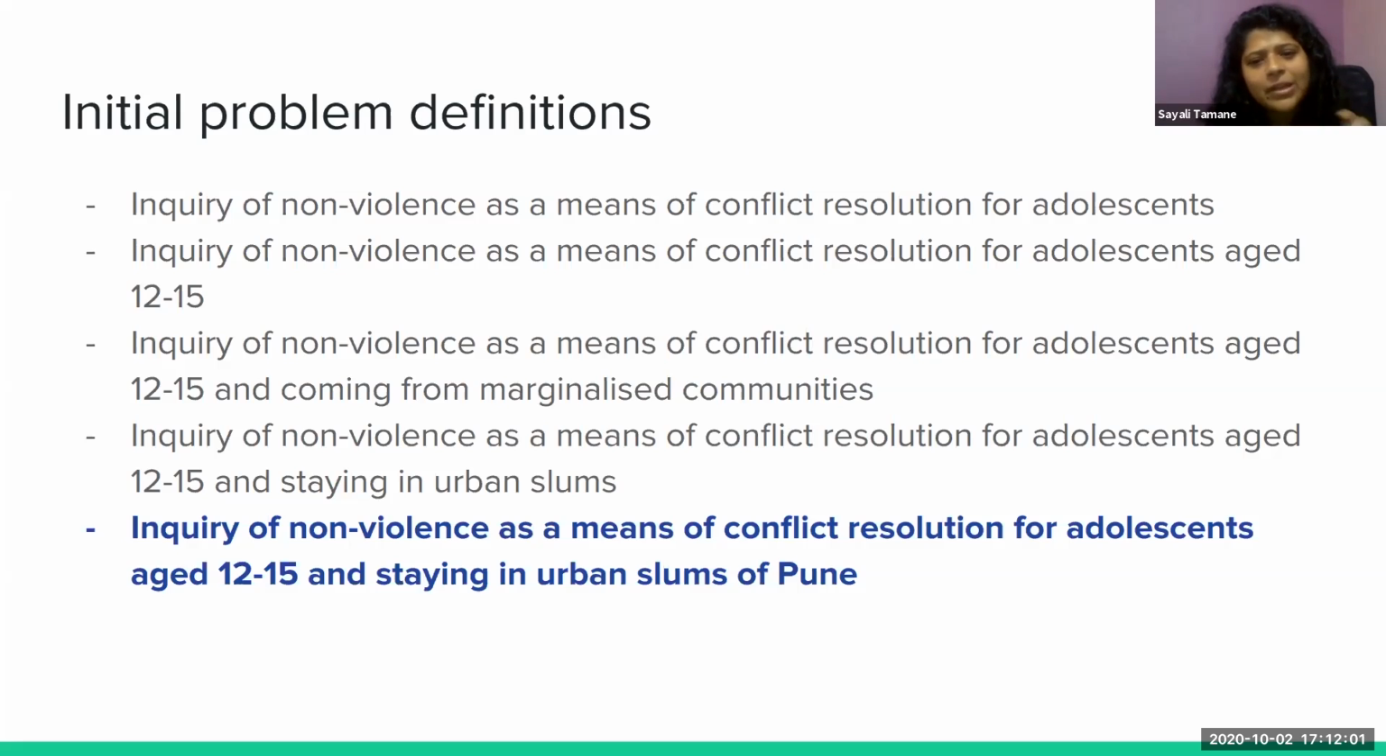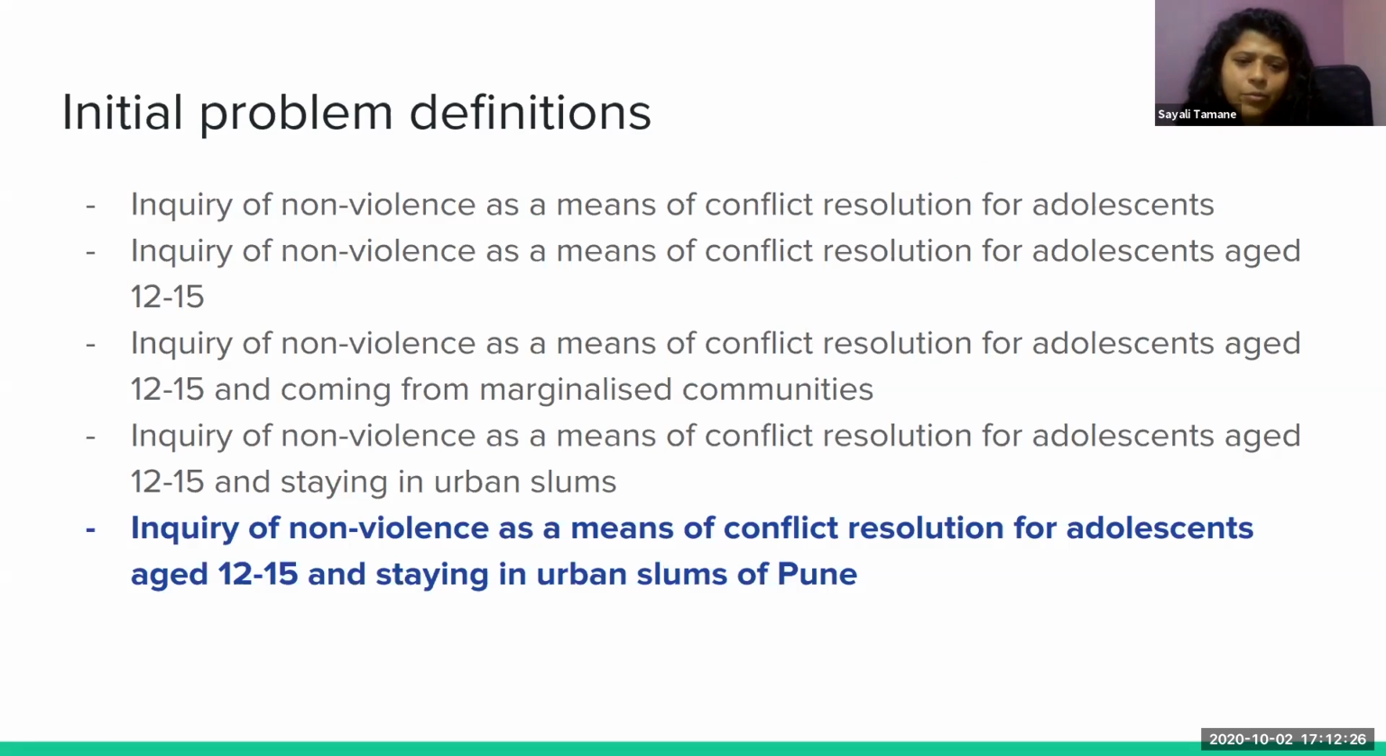So when we talk of adolescence, which particular age group are we thinking about? So then we said it is ages 12 to 15. That is also because we had engaged more with that age group. Then we said, what kind of adolescents, who are these adolescents? So we said they are coming from marginalized communities.